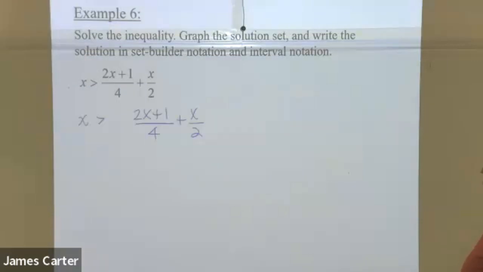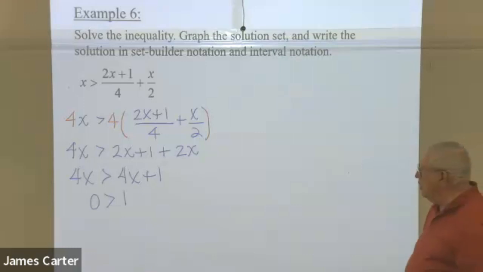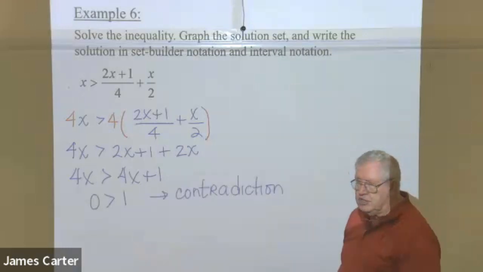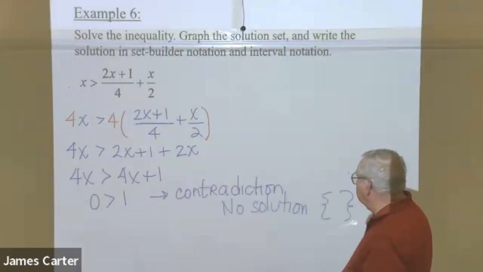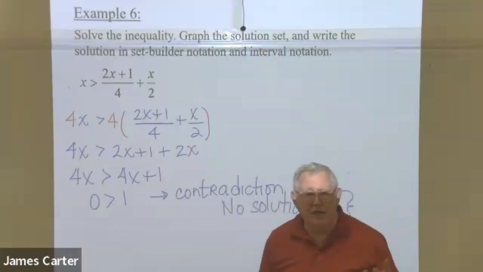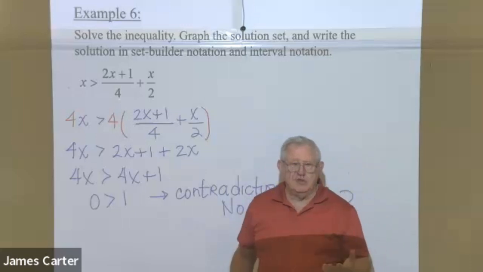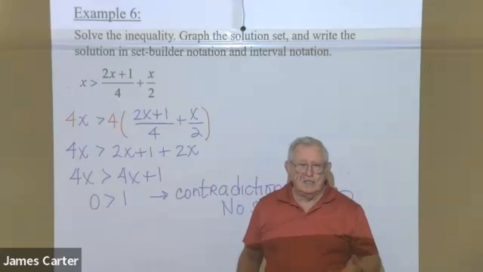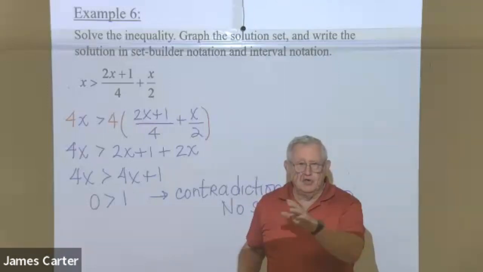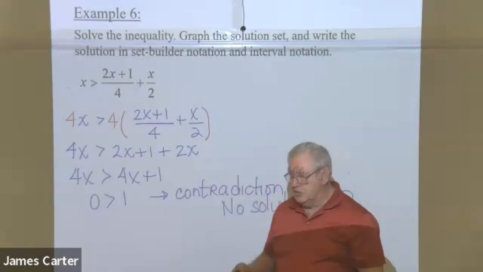Here, common denominator is 4. We go through the same process of simplifying, and we get 0 is greater than 1. That is an untruth. Okay, contradiction. There is no solution to this problem. So as you see, with inequalities, you can have contradictions, you can have identities, and obviously you can have conditional, meaning it's true on the condition of one or two certain answers.